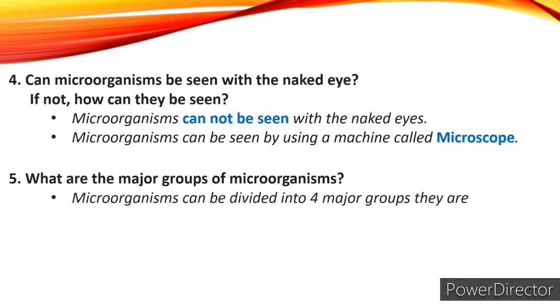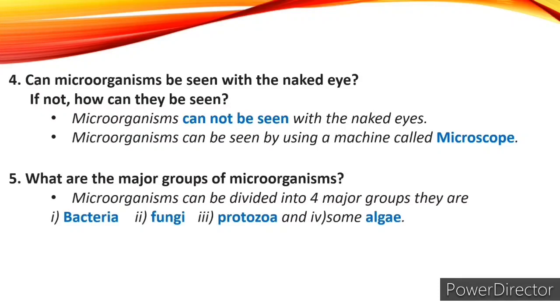Next, what are the major groups of microorganisms? Microorganisms can be divided into 4 major groups. They are bacteria, fungi, protozoa, and some algae. Yes, not all algae are taken in this group. On that note, viruses cannot be taken in this group also, because viruses are active only within a host body.